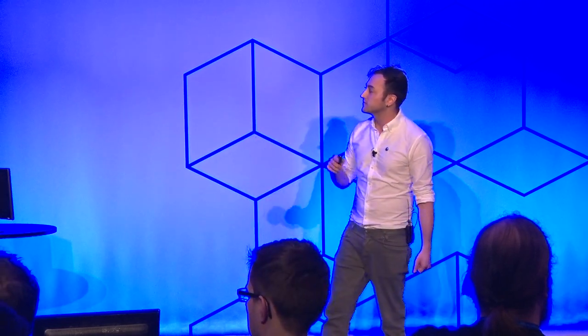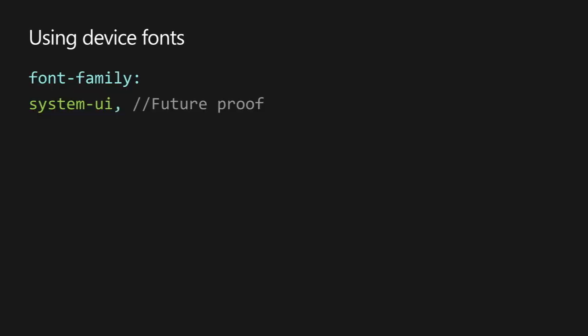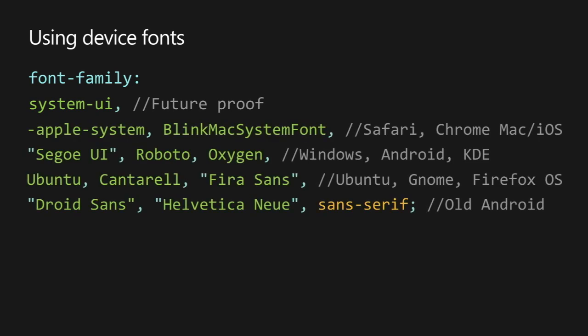But you could still use it, and if you want to take a picture, it's probably off the next slide, even though you'll be getting the slides afterwards. It's a font family of system-ui. This is future-proof. And you have to provide all of these nice and ugly fallbacks.